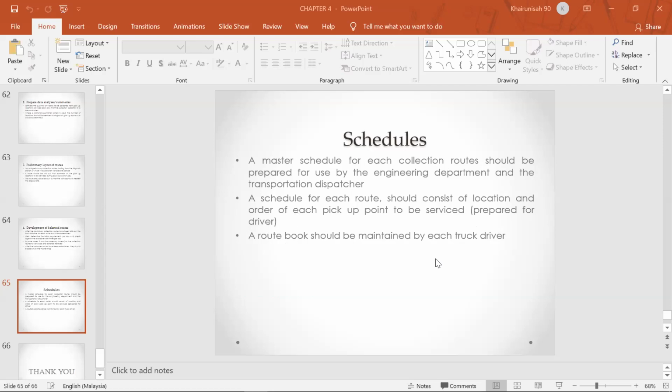So this is all about the collection services under solid waste collection management.